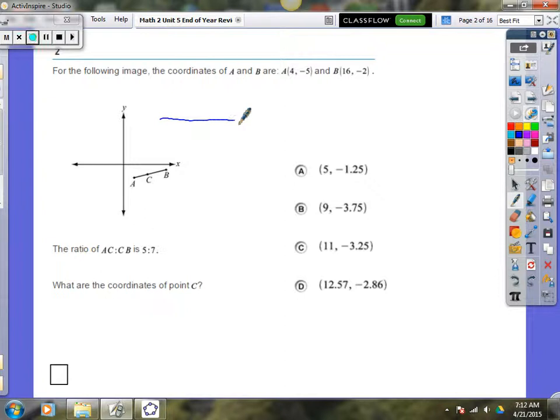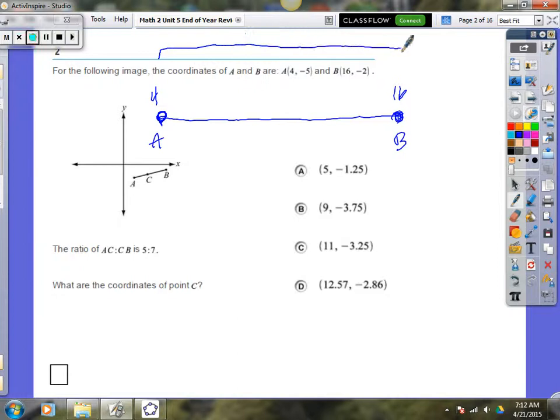Okay, now I'm just going to think of this as an X number line. So I've got A right here, and I've got B right here. Now the distance between A and B: A is at 4, and B is at 16. So the distance between 4 and 16, just on this number line, is 12 units. So we're going to drop C somewhere in between so that it's a ratio of 5 to 7.